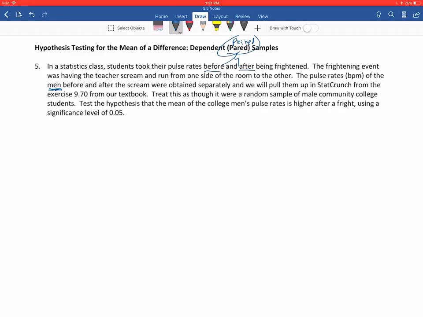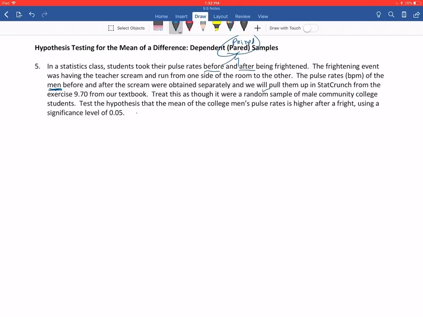So we're going to pull those up in StatCrunch. They're actually from our textbook, so we'll pull those up in just a second. We're going to treat it as though it was a random sample of male community college students. We're going to test the hypothesis that the mean of the college men's pulse rates is higher after a fright. So would this be true for all college students is the idea. Is there any evidence that after a fright their pulse rates would be higher?